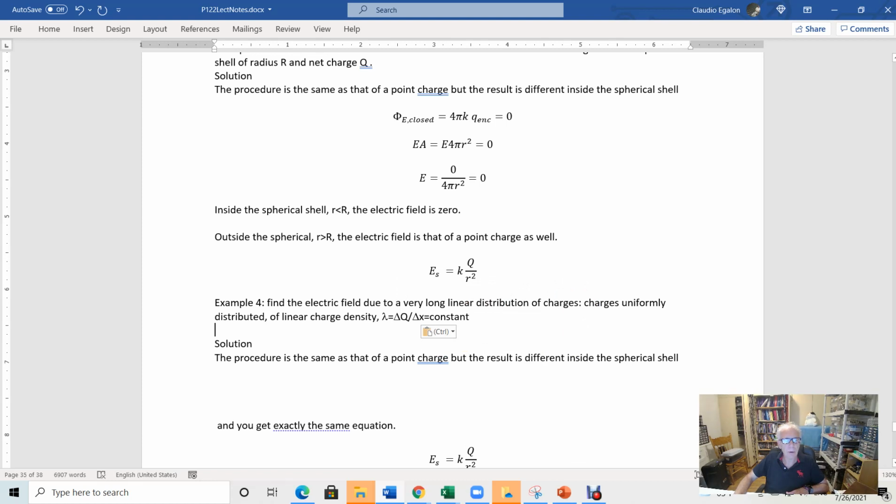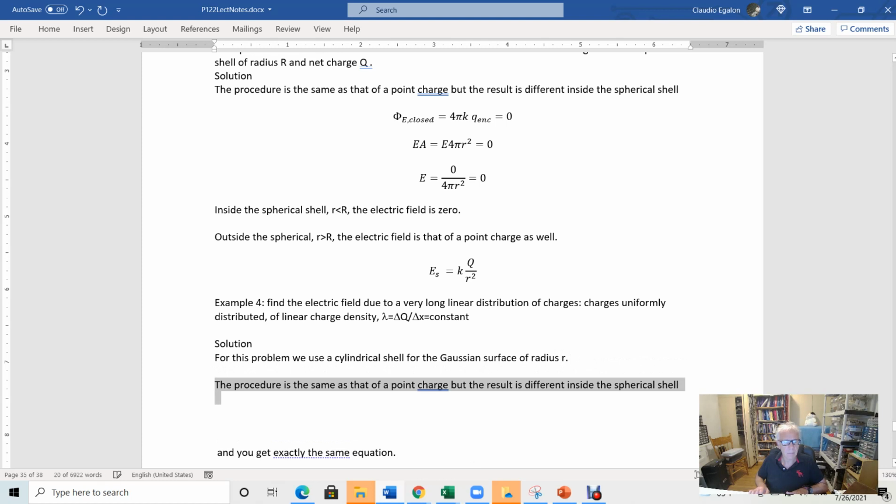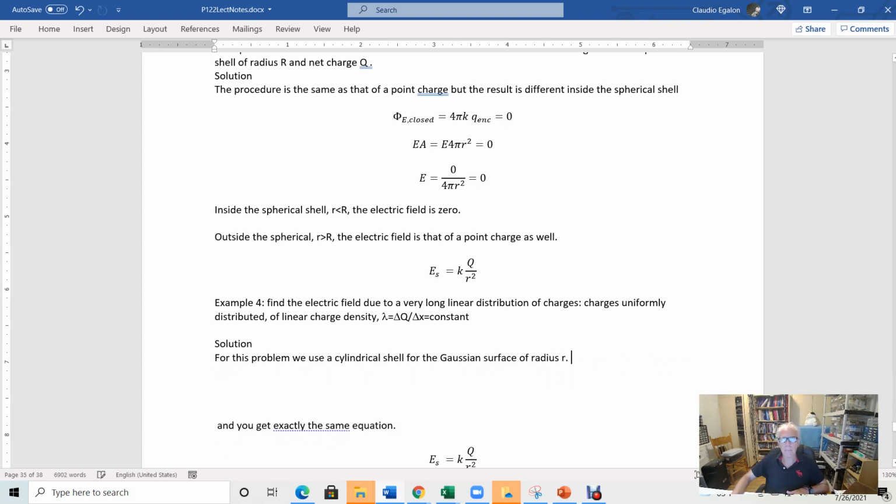Solution. You already saw the procedure. The procedure for this problem, we use a cylindrical shell for the Gaussian surface of radius r, just like you saw, and by the way, length L.